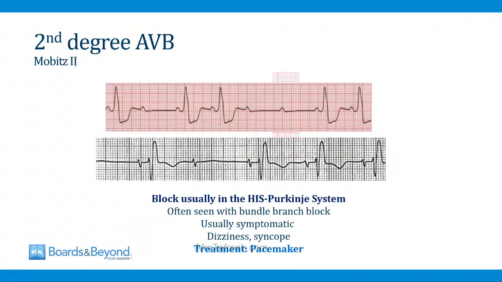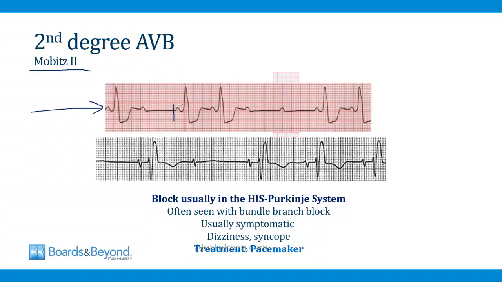The second type of second degree AV block is called Mobitz type 2. In this form of AV block, you also have some conducted P waves and some non-conducted P waves, but the main distinction between Mobitz 2 and Mobitz 1 is that in Mobitz 2 you do not see progressive prolongation of the PR interval. Let's start by looking at this red strip at the top of the screen.